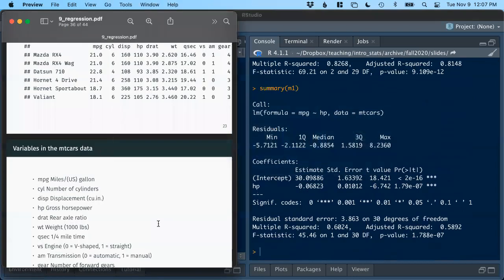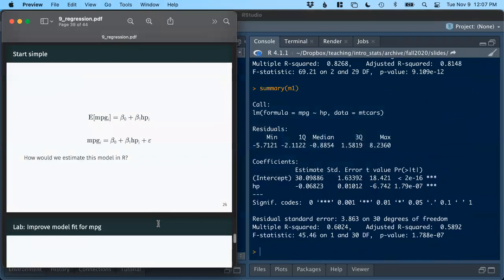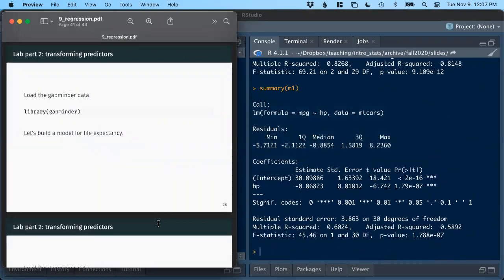So that's R squared. Okay, let's do this with one more data set and then we'll call it for the day.